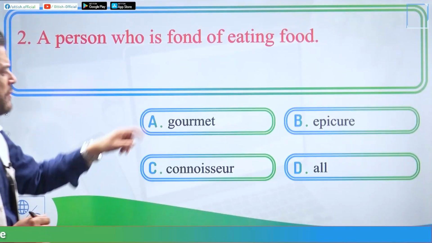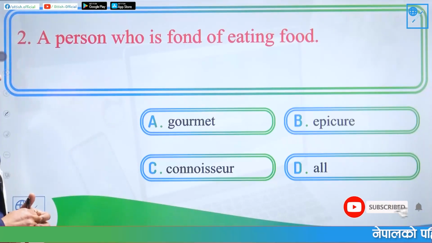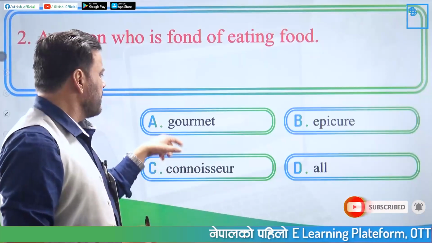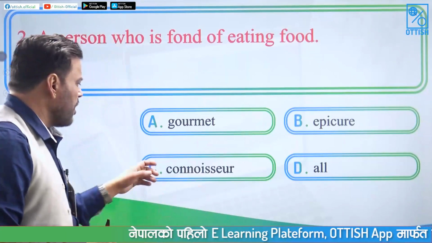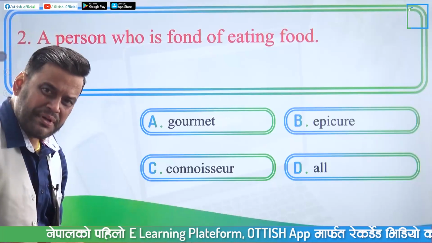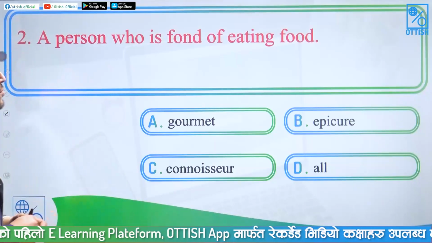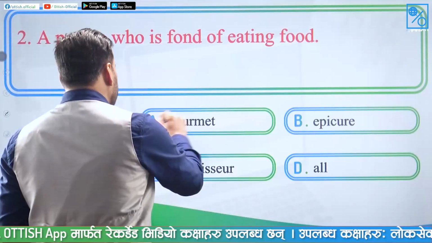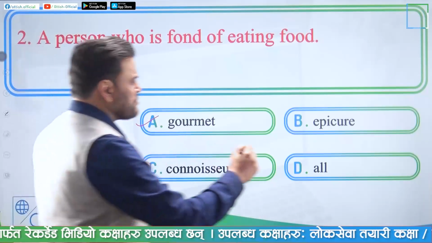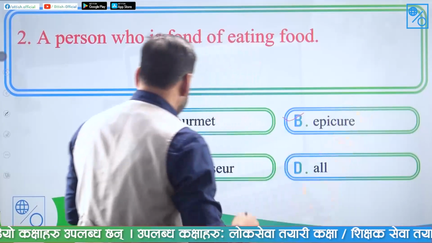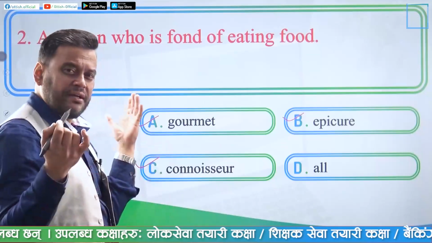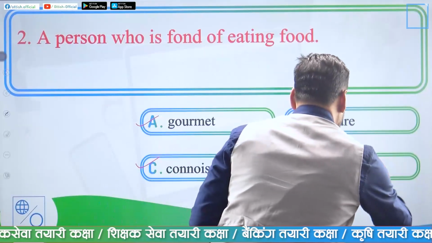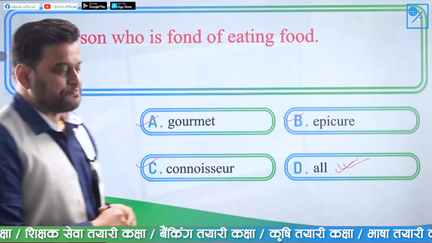So you have gourmet. Don't pronounce it like that, it is gourmet. So gourmet, epicure, connoisseur. Remember, a person who is fond of eating food is called a gourmet, and you can also say epicure, connoisseur. So that's why the answer is all of them. You can say that option D is the correct answer.